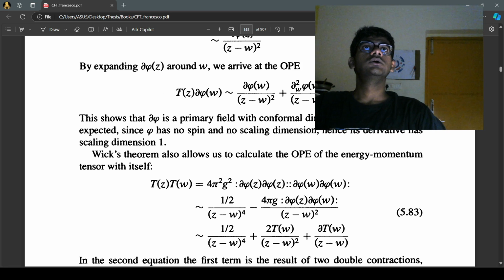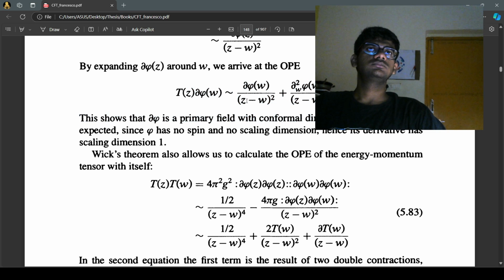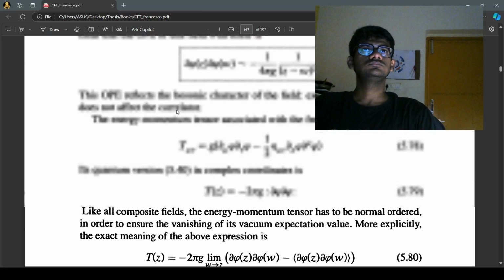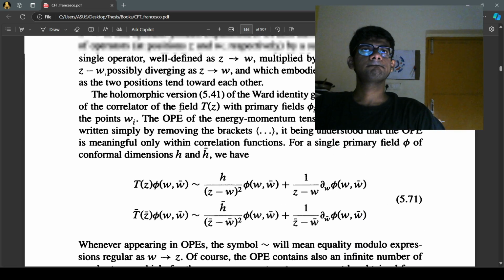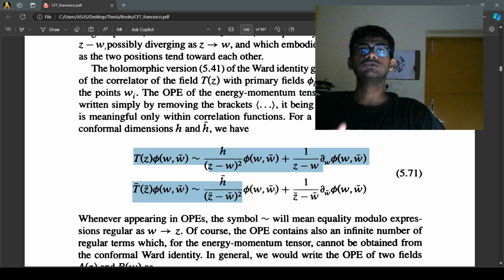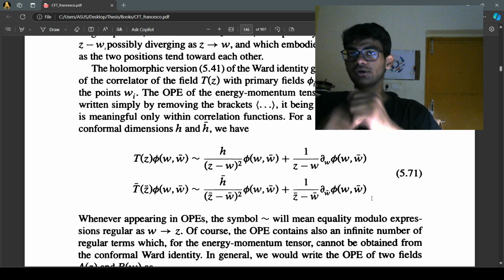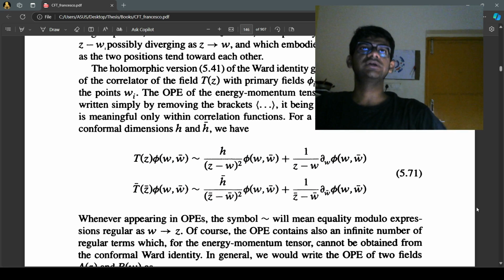Yeah. Okay. So T z. You're basically comparing all those forms with this. Okay, 5.71 is the primary field one. Okay, the product of the EM tensor and your field: how do they transform? This is how it is, the expansion of them. Sorry.